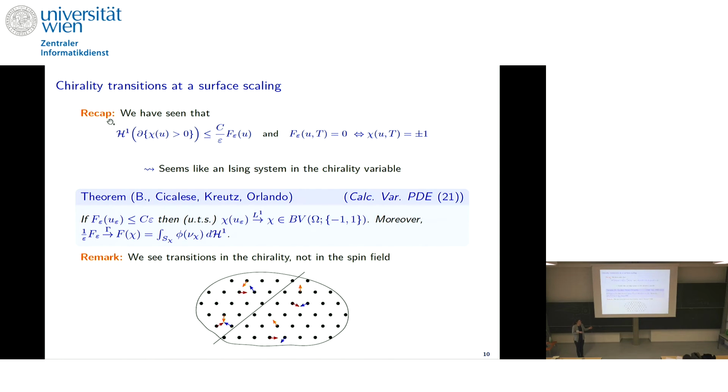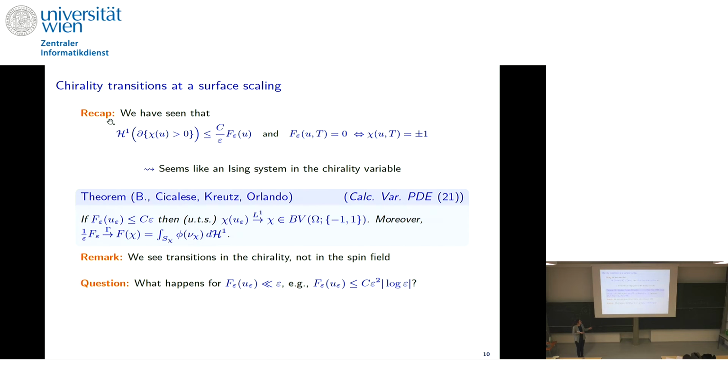Okay. So now the question is, what happens if I allow my configurations to deviate from the ground state by an amount really less than epsilon? So for example, if I consider the same scaling that we saw for the XY model energy. So instead of epsilon, I'm allowed to deviate from the ground state by an amount of epsilon squared log epsilon, which is less than epsilon. Well, then I rule out the chirality transitions. So I know that my chirality will converge either to 1 or to -1. Because the cost for a transition would blow up.